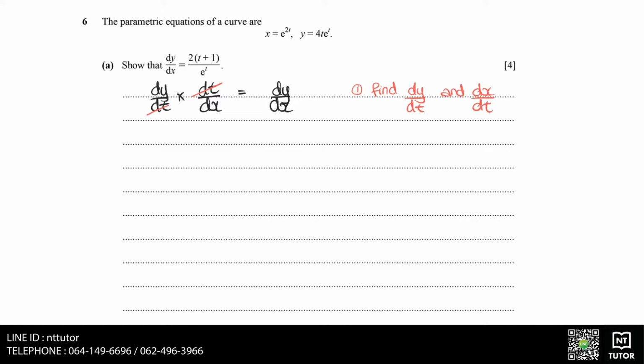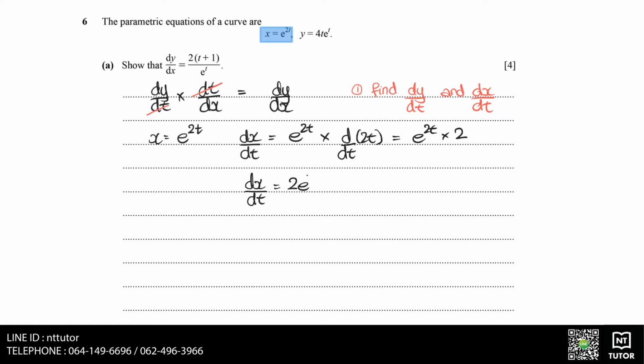For dx over dt, we differentiate x equals e to the power of 2t with respect to t, and that equals dx over dt equals e to the power of 2t multiplied by the differentiation of 2t by using the chain rule. So that gives 2 e to the power of 2t.